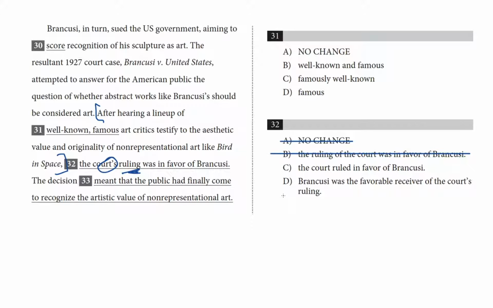So that leaves us with C and D. The court ruled, and Brancusi was the favorable receiver of the court's ruling. Now, D uses favorable in a different way than the rest of the choices do, using it to describe Brancusi rather than the court ruling. It's also wordy and awkwardly phrased, and while Brancusi might have been in the courtroom to hear testimony, choice D changes the meaning of the sentence by obscuring the outcome of the court case. The court issued the ruling, the court heard testimony, the thing described should be the court, which is why we can knock out D, leaving C as our answer.